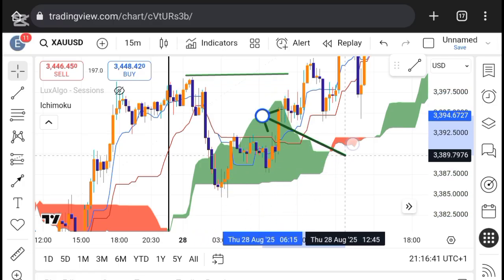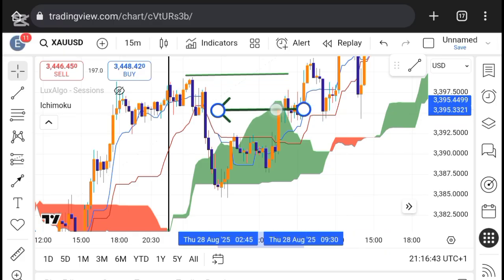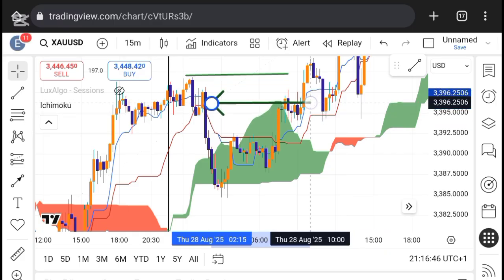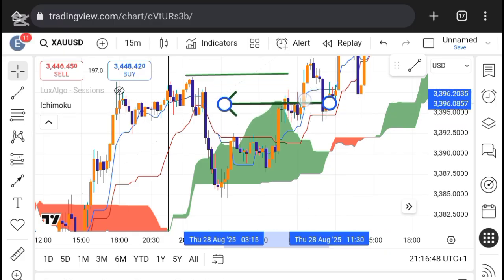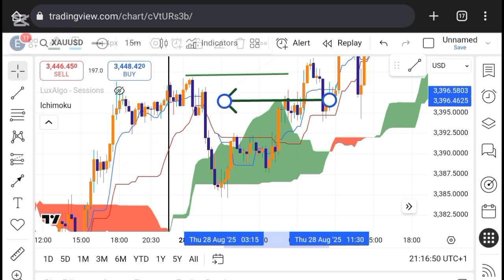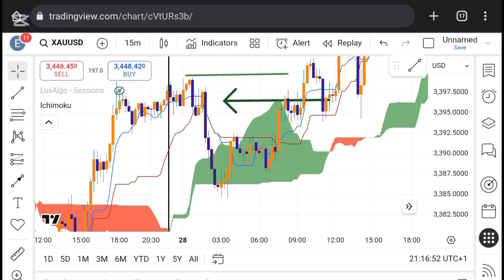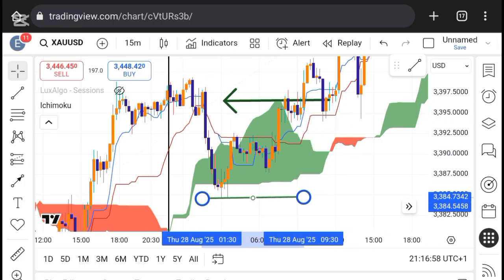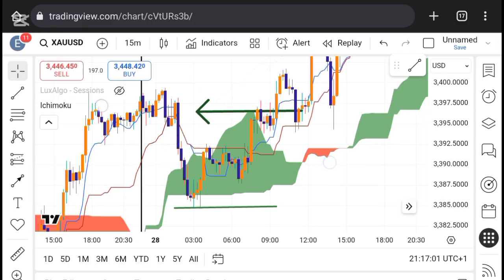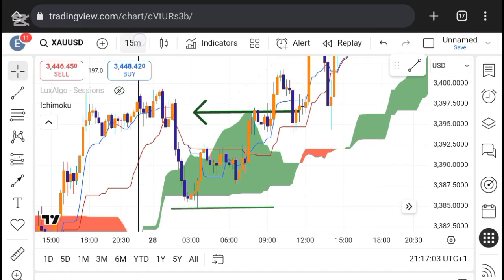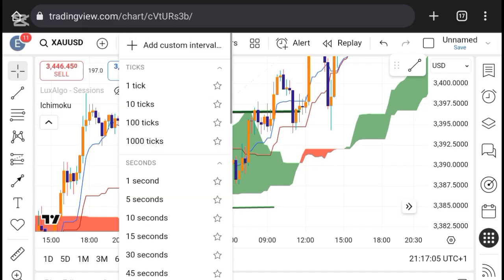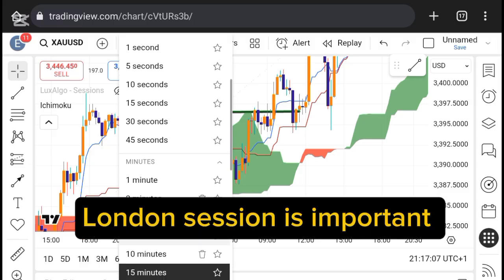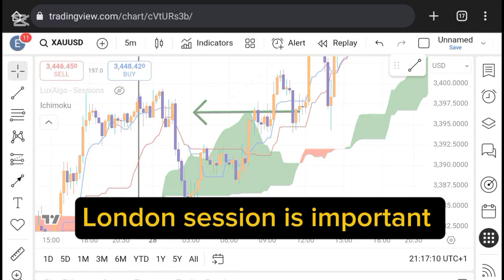But what happened is the market breaks above this cloud. Look at the cloud here, the green cloud. The market closed above the cloud. As this market closed above this cloud, I have to move to my 5 minutes for me to take a buy trade. You can see the cloud low here. The market didn't close below, but it closes above. So I have to move to 5 minutes for me to take a trade. So move to 5 minutes with me.